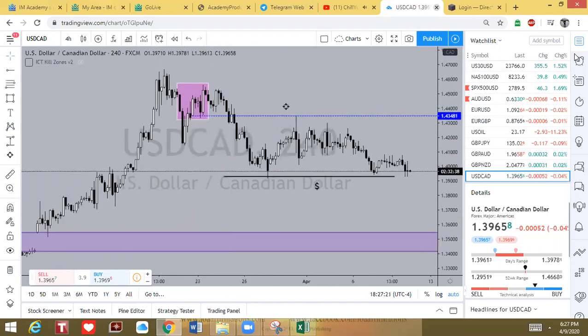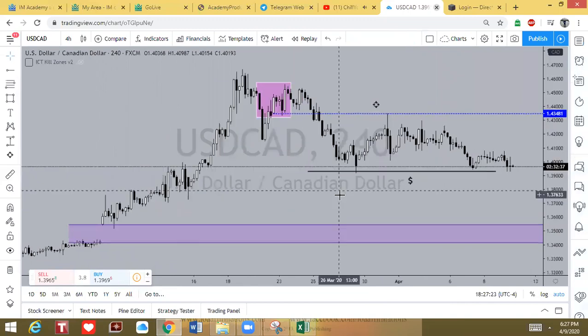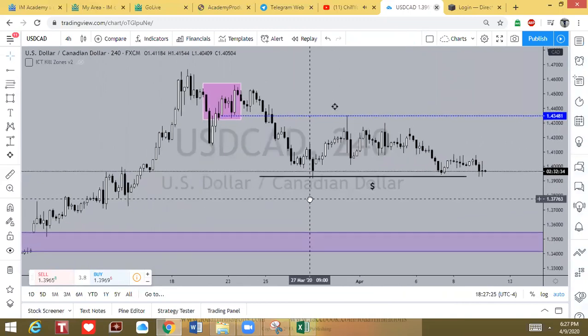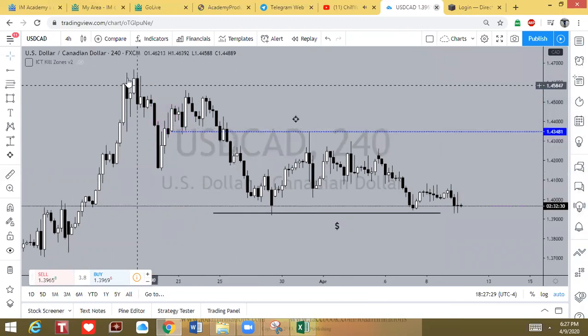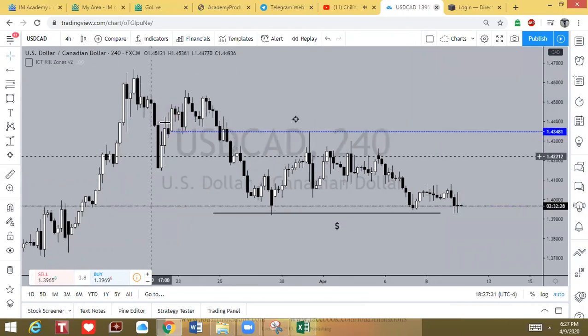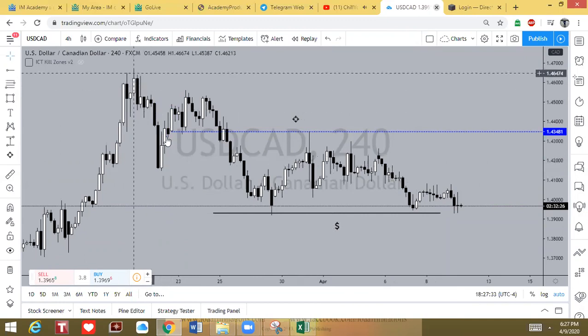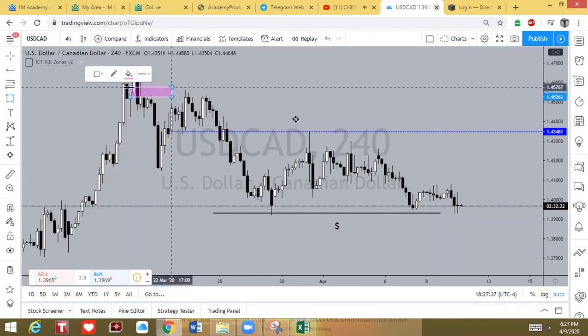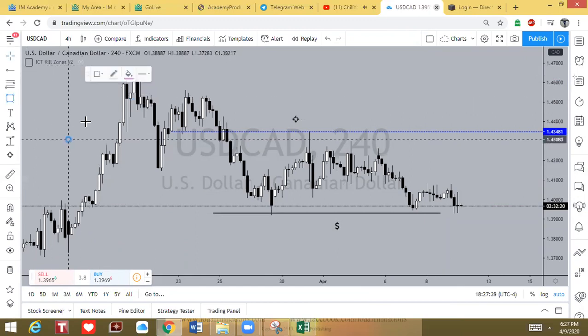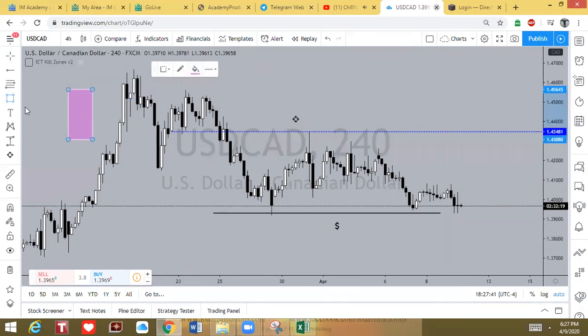But the cool thing about UCAD here is it was so clean to the T. So I'm gonna get rid of this purple box. Now just watch them walk this price action down. Like this was just so clean, right? What do they do? They throw, get out of my way. Get out of my way.